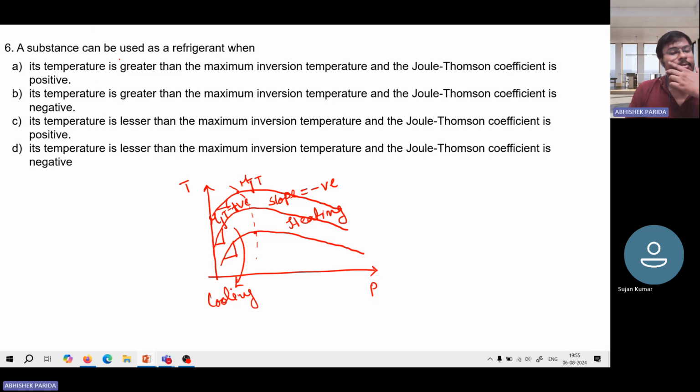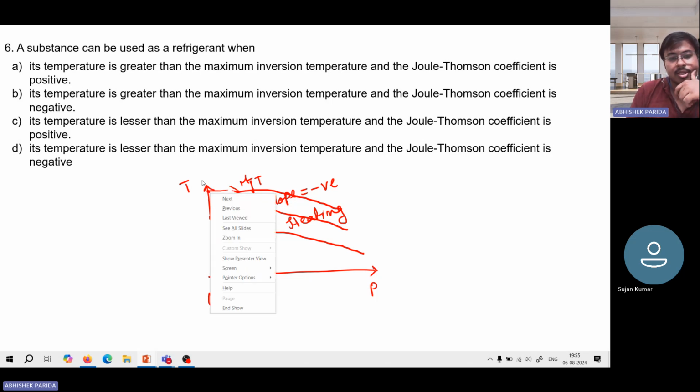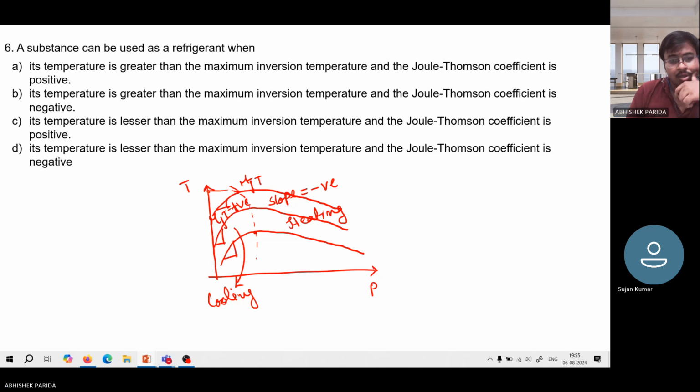So a substance can be used as a refrigerant when its temperature is lesser than, and of course the temperature should be lesser than, the maximum inversion temperature. Let us say this is the maximum inversion temperature where this curve joins the y-axis. Above this, whatever you do, when you reduce the pressure there will always be an increase in temperature. So it cannot be used as a refrigerant above the maximum inversion temperature. It has to be below it. So the correct answer is C.